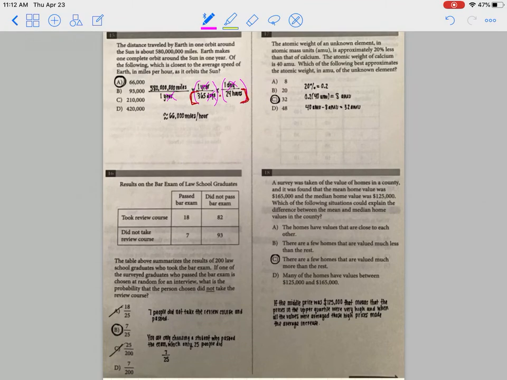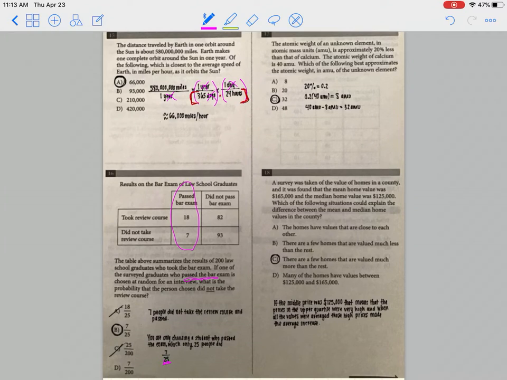Anything else on this page? I will say 16 just to make sure people realize: what is the probability that the person chosen did not take a review course? But you also have to remember, if one of the surveyed graduates who passed the bar is chosen, you have to actually pick someone who passed the bar first. And so that's this amount of people. This is that 25, okay? So from the 25 people, only 7 is the answer to did not take the course.